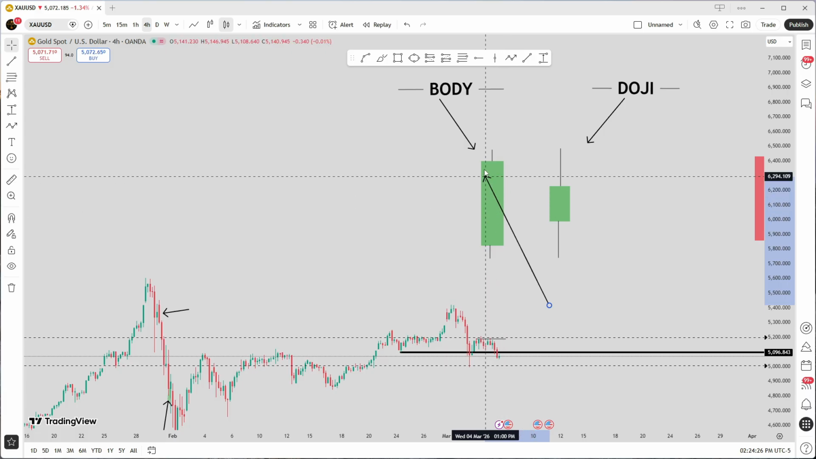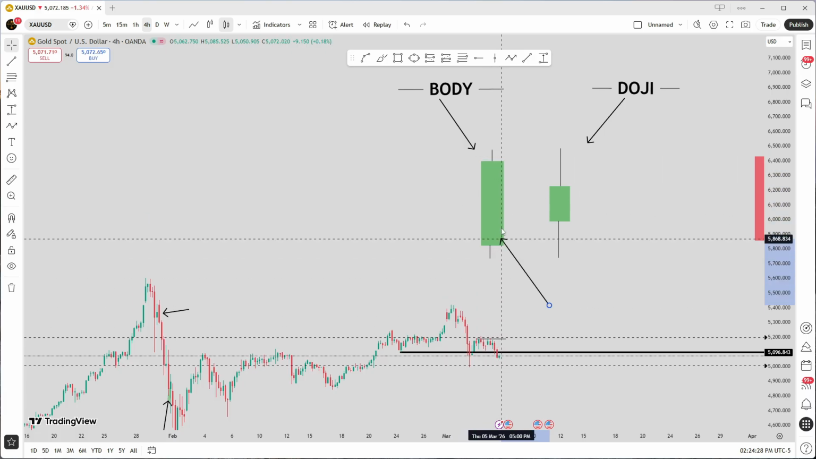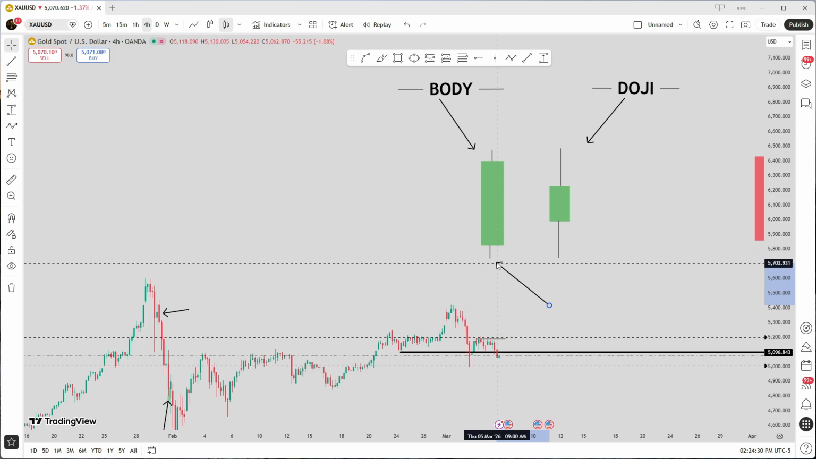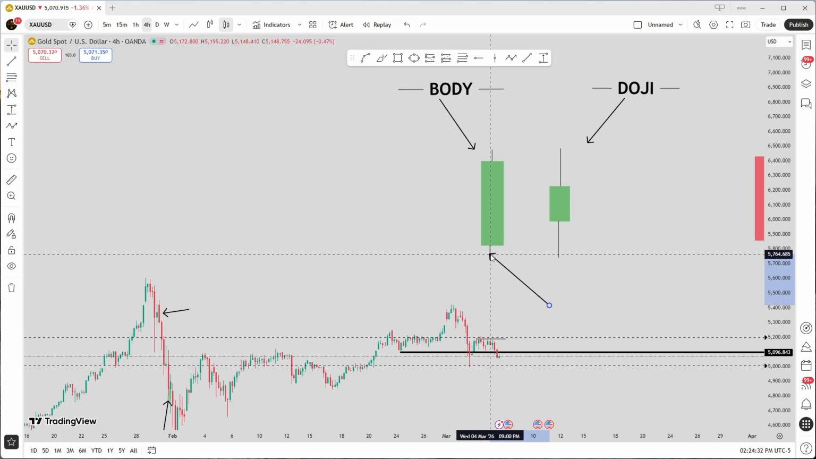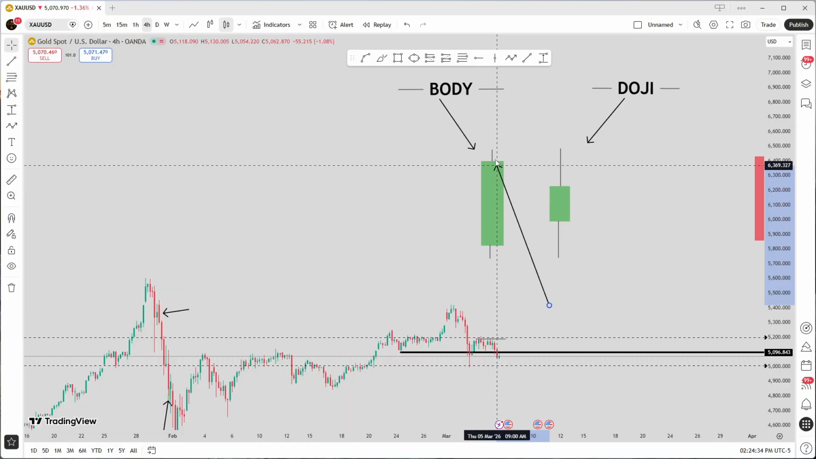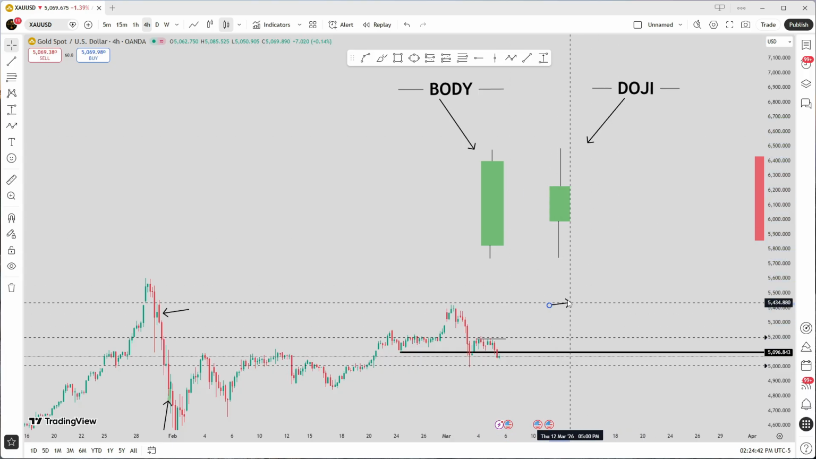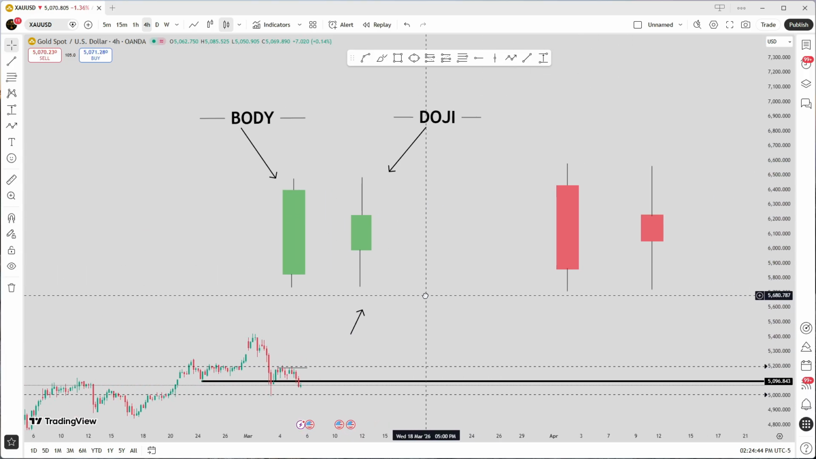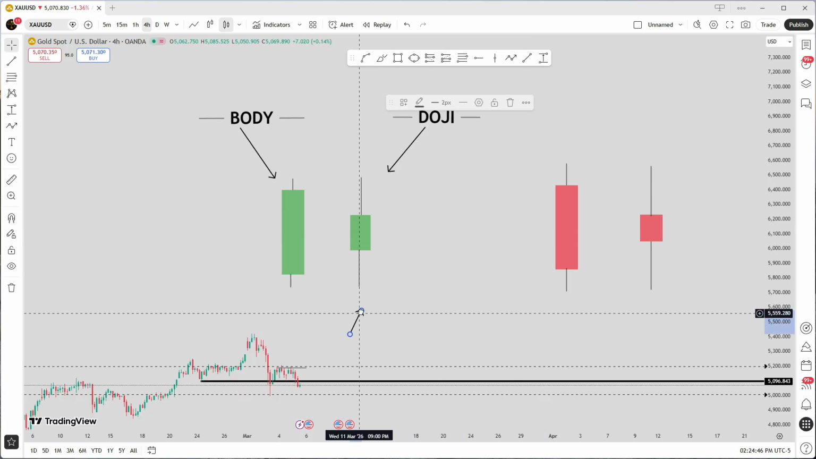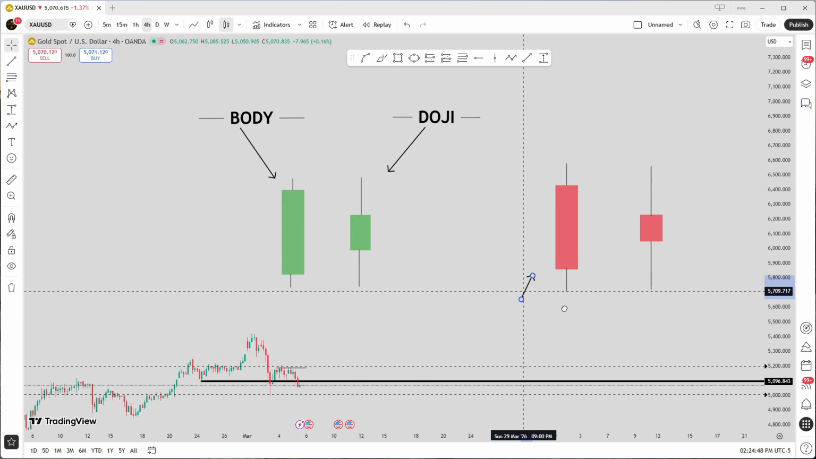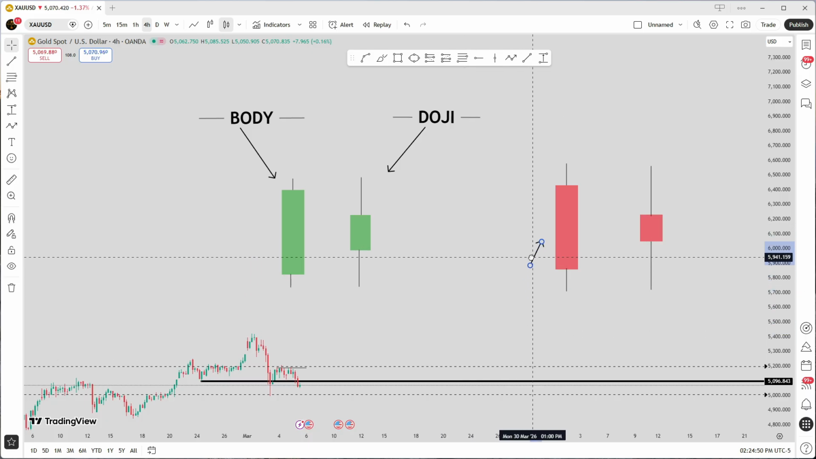But within that 4-hour time, sellers bring the market here. This was the lowest that the market went, and this was the highest that the market went within that 4-hour candle. And it's the same for this doji here, and the same for the green, and the same for the red, but the red is vice versa.